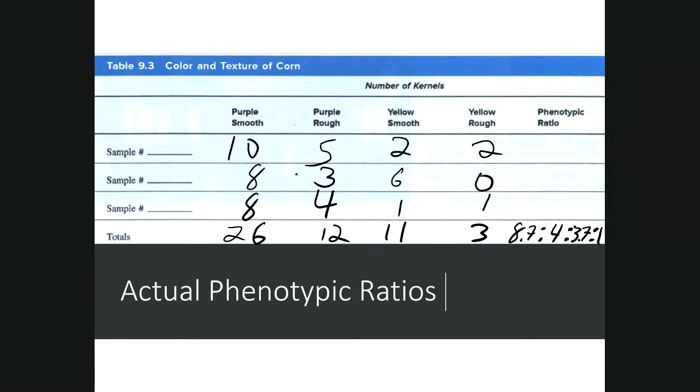In row number 1, I have 10 purple smooth, 5 purple rough, 2 yellow smooth, 2 yellow rough. So that gives me a really weird phenotypic ratio of 5 to 2.5 to 1 to 1. Way off. And the other rows are kind of the same too.